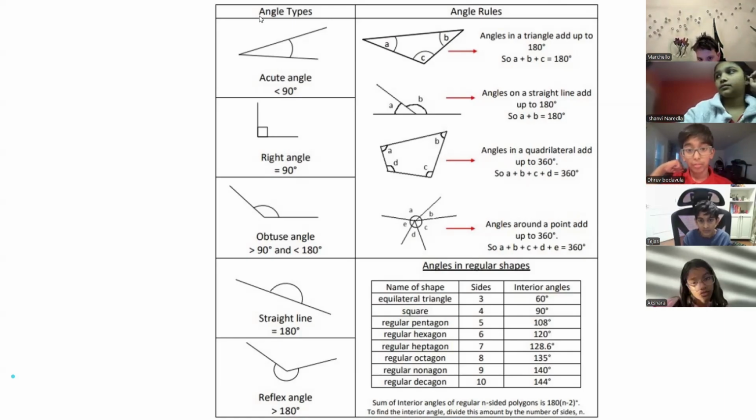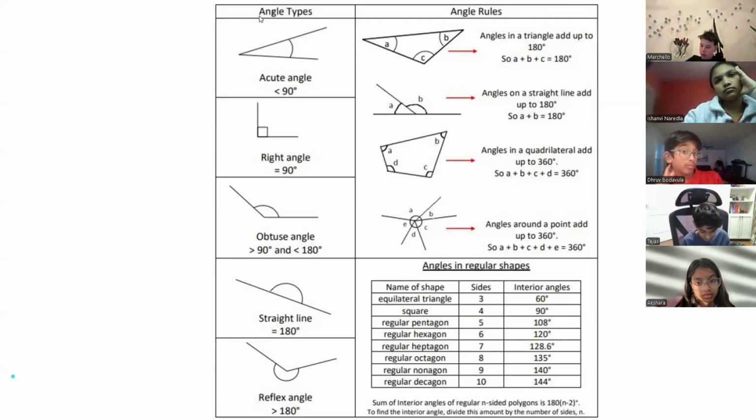To find the interior angle, divide this amount by the number of sides, n. So to find each angle, whatever is the sum of the interior angles, you divide that by the number of sides. To find the interior angle, divide this amount by the number of sides.